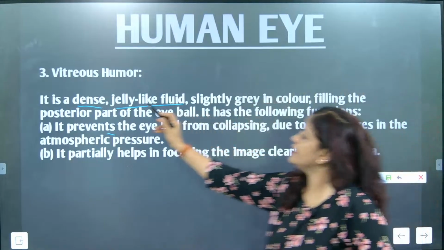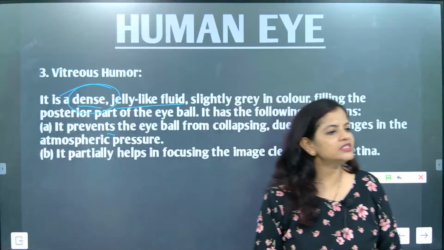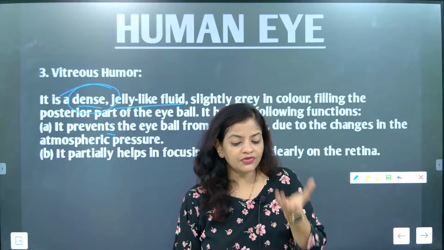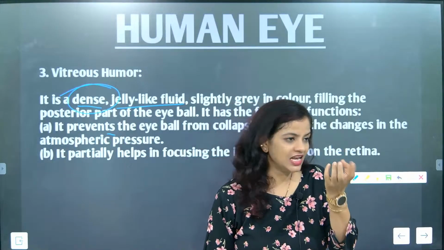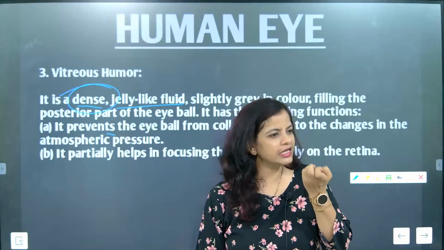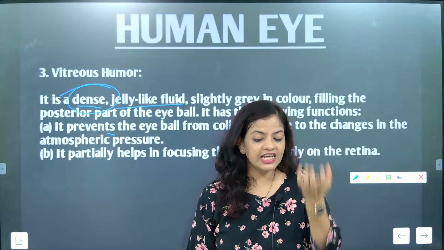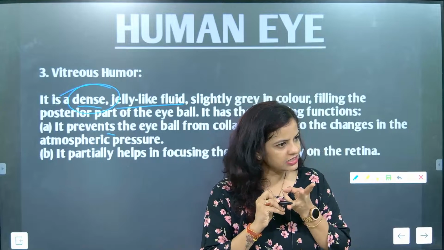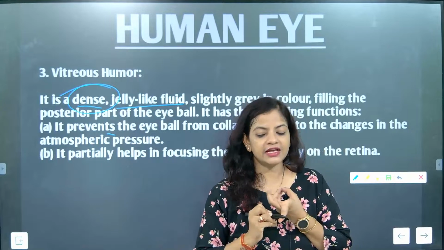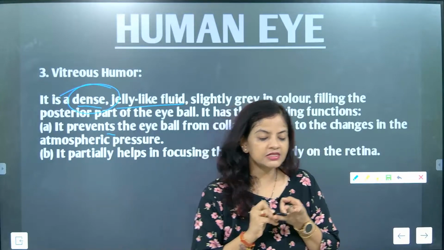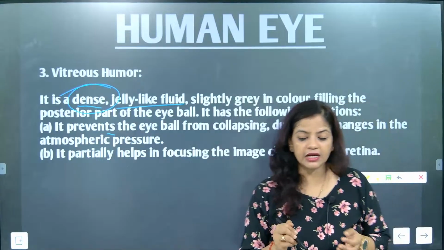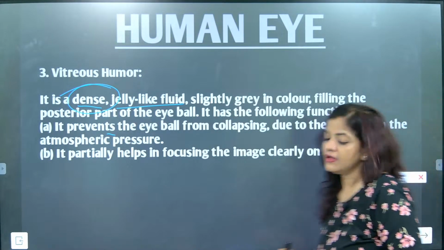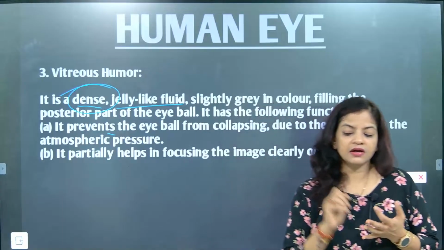First, it is dense. It is slightly dense, understood? After dense, what type is it? Jelly-like. It is a little dense, the thickness and viscosity are more. It is jelly-like, slightly gray in color. Three important points: dense, jelly-like, gray in color. Say with me: dense, jelly-like, gray in color.